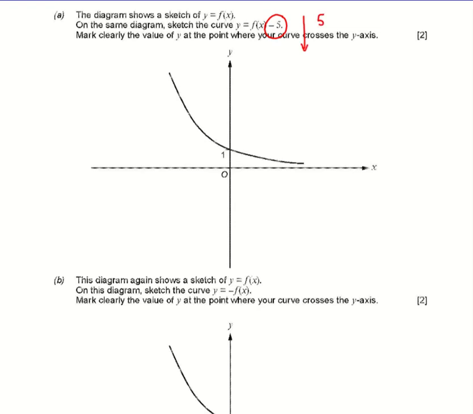Now at the minute, it's crossing at 1. If we go down 5, it's going to cross at -4. So I'll label my axis at -4. And then I've just got to draw a graph that comes down and goes through -4. It doesn't need to be to scale. The graph looks something like that. Okay? 1 mark for having a graph in roughly the right place, or the same place as me. The second mark for labelling the axis as -4 to say that we've gone down 5.